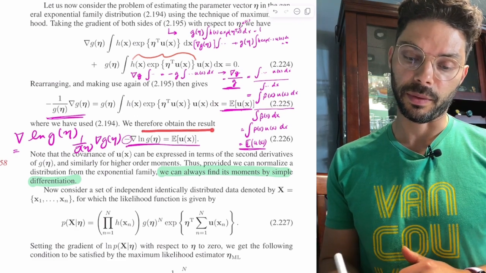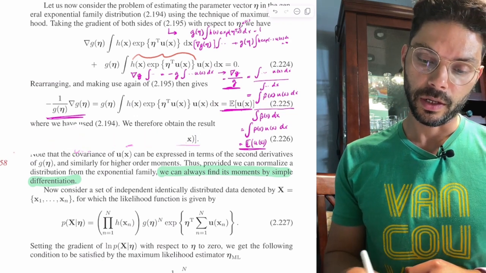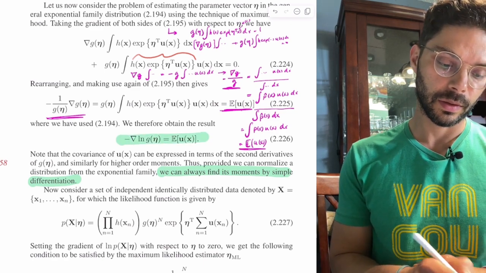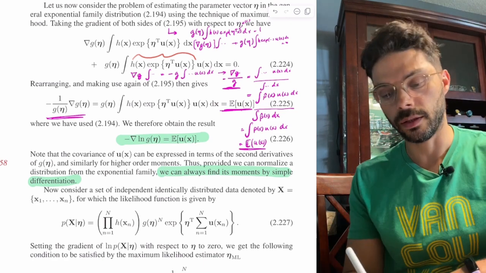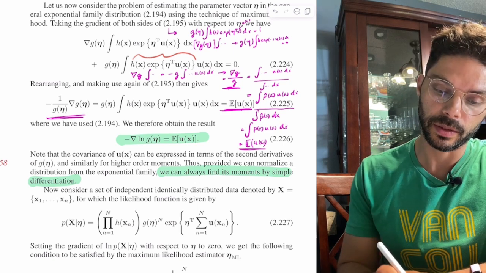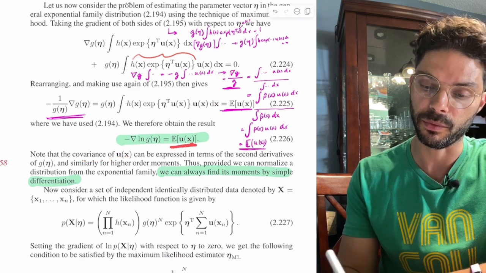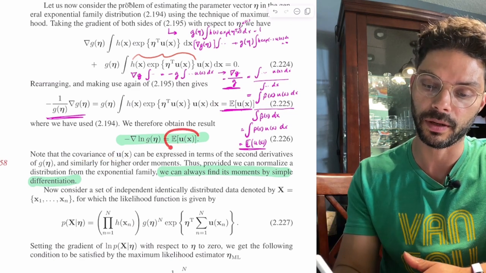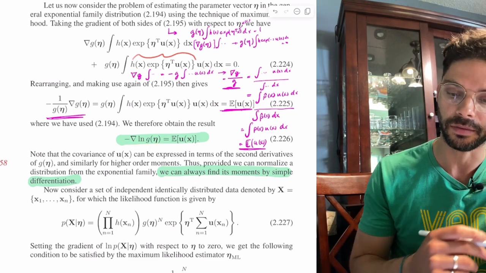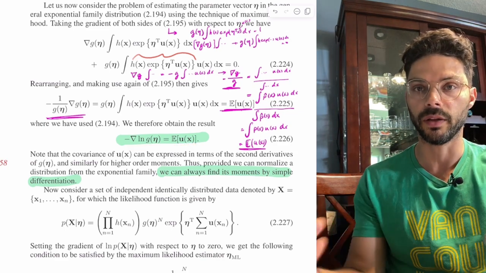Okay, so we've therefore obtained the result, and let me erase some of this stuff that we have here to make it a bit easier to see. So we therefore obtain the result that minus the gradient of ln g of eta is the expectation of u of x. And there's an exercise here showing the covariance of u of x. So here we've now expressed the expectation of this function u of x in terms of the gradient of this normalizing function. That's kind of cool. So here we've kind of connected the data to the parameters in this kind of one-to-one way.